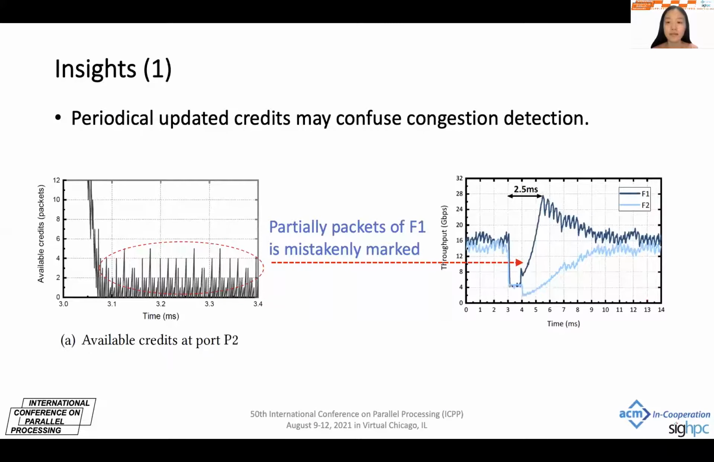We draw several insights from the above observations. First, periodically updated credits may confuse congestion detection. We find that port P2 may still receive some available credits periodically. Thus, in IBCC, F1 is partially identified as congested during the short period and is mistakenly throttled.